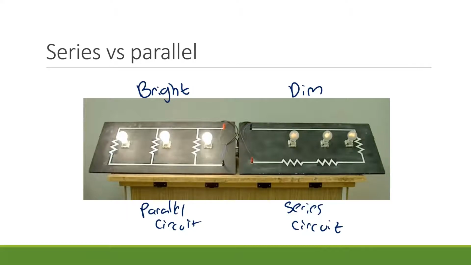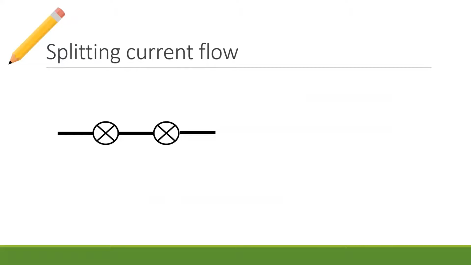Why does the series circuit share energy but the parallel circuit doesn't? That's something we're going to talk about now. I'm going to do that by talking about each of these circuits independently. So first, we're going to look at this idea here, splitting the current flow. Some of you are saying we learned this last year. You would have learned this briefly last year, so this shouldn't be too new to you.